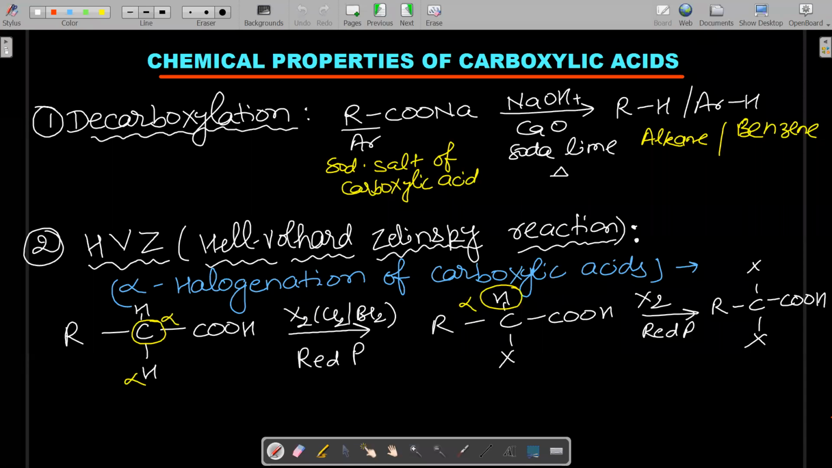Okay, so now the chemical properties of carboxylic acid. So what is the first is the acidic character. Later I'll discuss the acidic character. First property I'm discussing is decarboxylation, which you have read in class 11th.